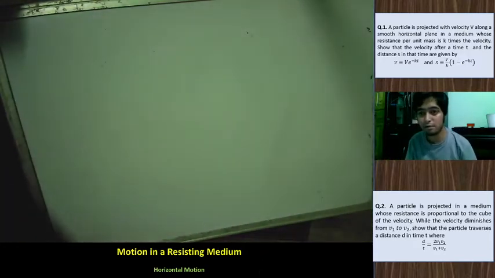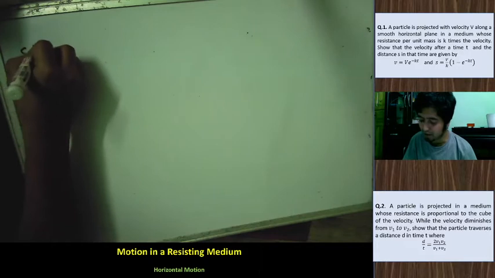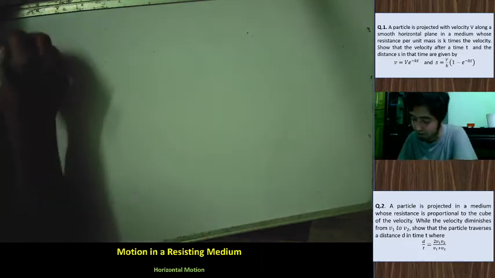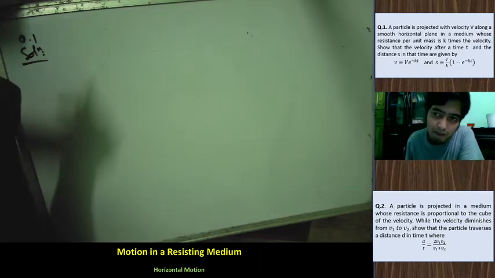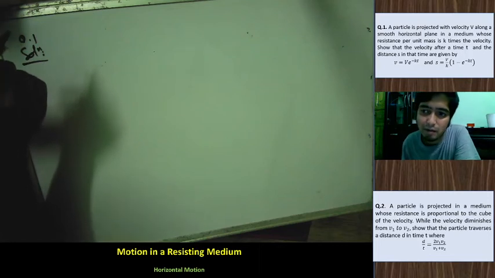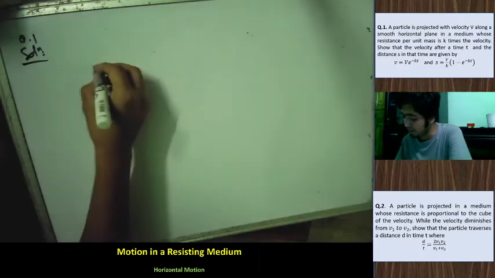Just take a look at question 1. I will be doing the solution for question 1. A particle is projected with velocity V along a smooth horizontal plane in a medium whose resistance per unit mass is k times the velocity. Show that the velocity after time t and the distance s in that time are given by v equal capital V e to the power minus kt, and s equal capital V over k times 1 minus e to the power minus kt. The question is very simple. Let us try to draw it.